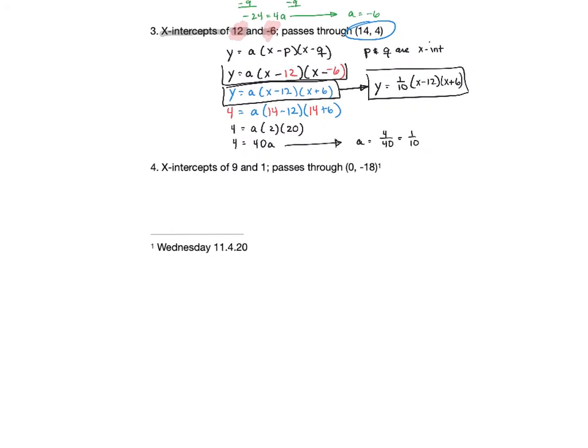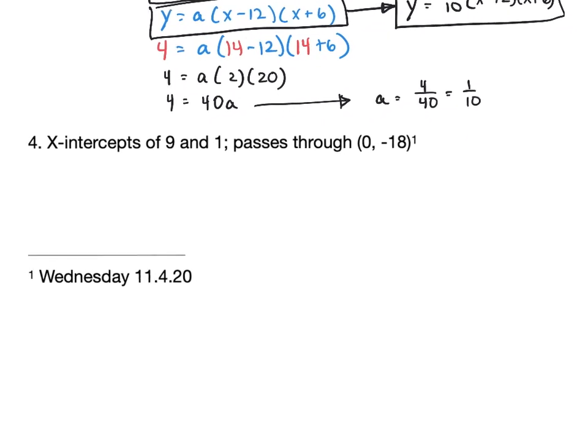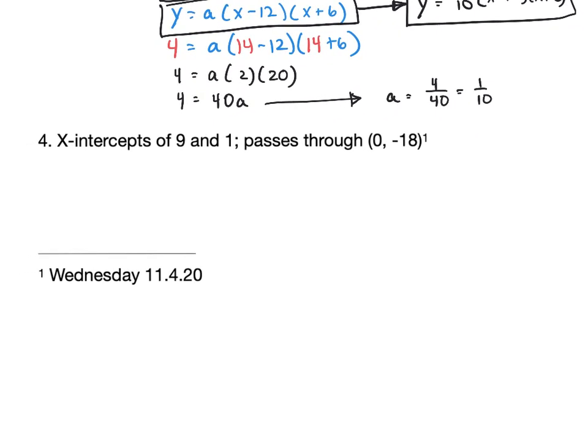And our last one. Same idea to give us the x-intercepts. So as soon as you see that, you just write down y equals a times x minus p, x minus q. You replace p and q with the x-intercepts. Get a 9 for one of them. And we have a 1 for the other. So we are finished except for the fact that we don't know a, so now we go hunt down a.